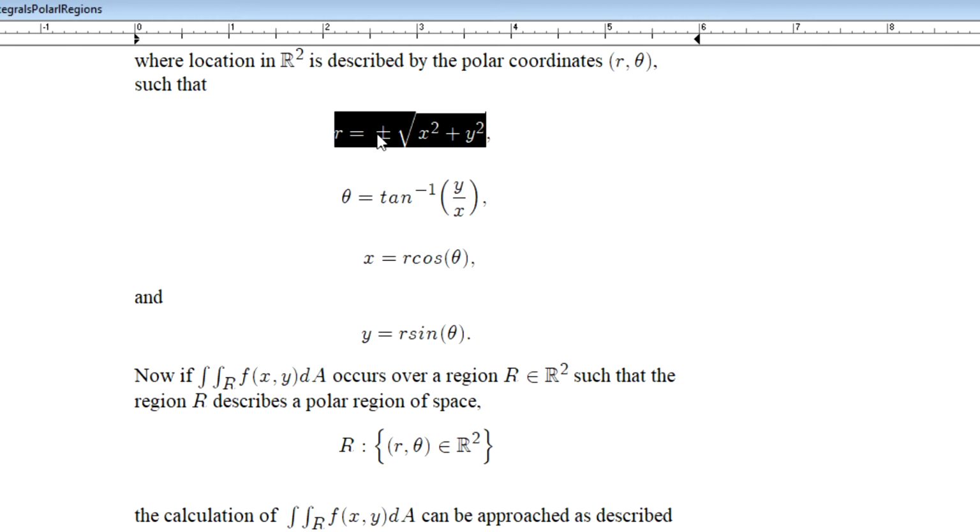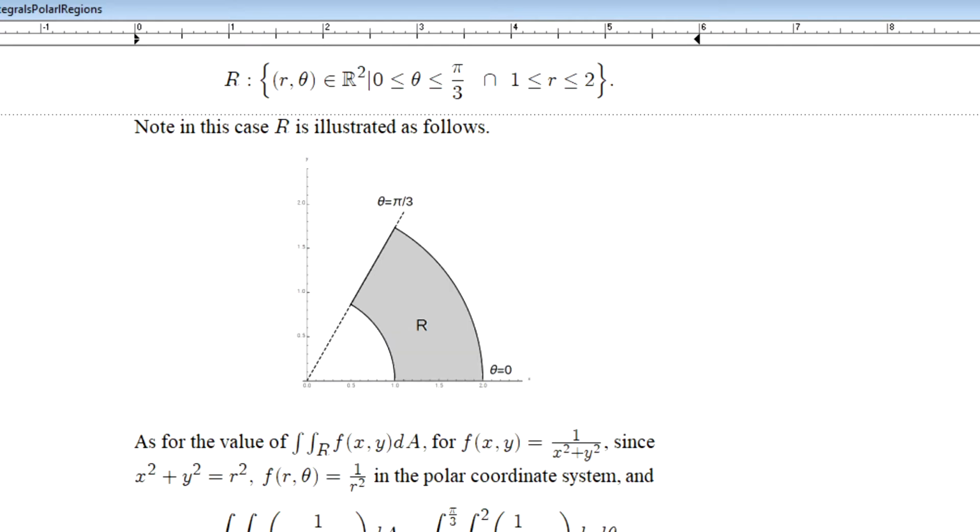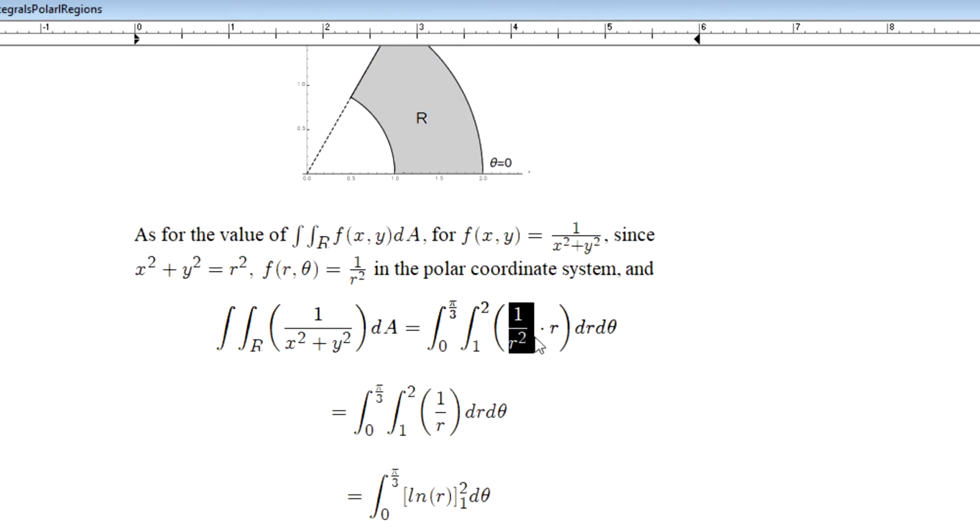Here I relied on our very first relationship, where r is equal to plus or minus the square root of x squared plus y squared. That does imply r squared equals x squared plus y squared. So using that fact, I was able to write f in terms of r and theta as 1 over r squared in the polar coordinate system. And what the theorem says is that we do have to multiply that value of f in terms of r and theta times some scaling factor of r. Now, this scaling factor of r that we are multiplying by, folks, is going to become known as the Jacobian multiplier. It does come about from what we think of as change of variables.